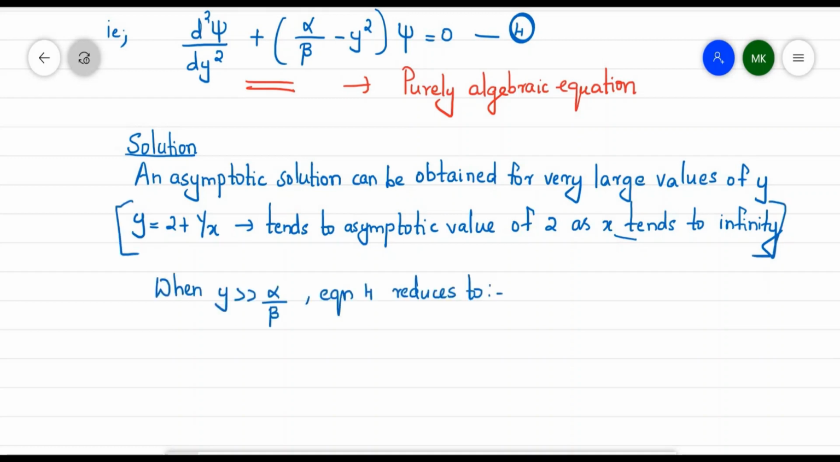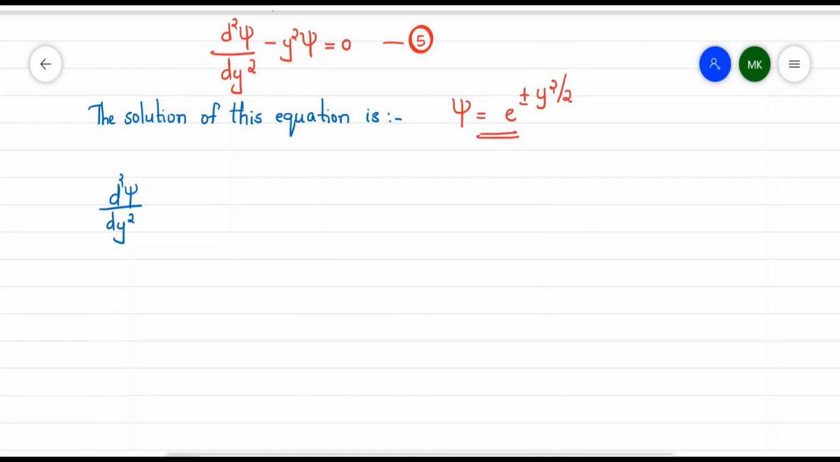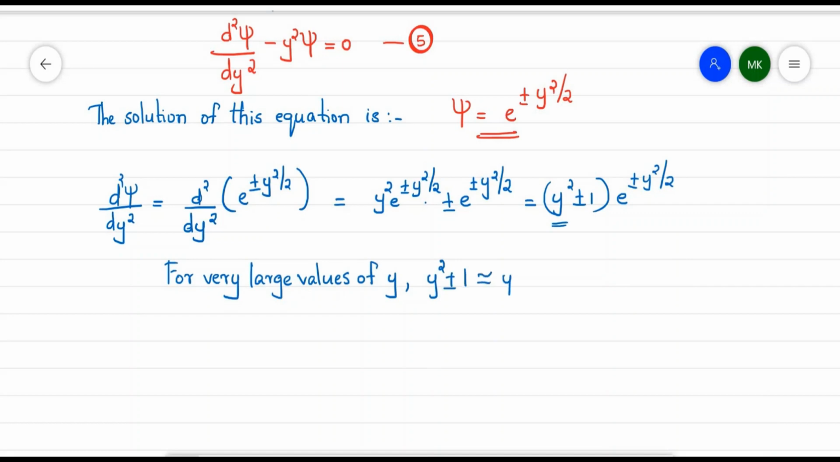So when y is very much greater than alpha by beta, then equation 4 reduces to d square xi by dy square minus y square xi equals 0. The solution of this equation can be shown to be xi equals e raised to plus or minus y square by 2. D square xi by dy square is equal to d square by dy square e raised to plus or minus y square by 2, which is equal to y square e raised to plus or minus y square by 2 plus or minus e raised to plus or minus y square by 2. So this is equal to y square plus or minus 1 e raised to plus or minus y square by 2. For very large values of y, y square plus or minus 1 is approximately equal to y square.